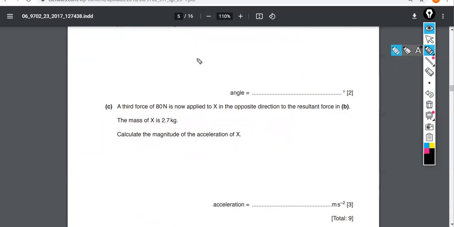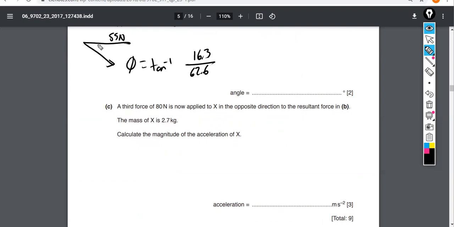So again, the way that I solved for this angle was 16.3 over 62.6. Inverse tangent of that solves for the angle phi, which is the angle between the resultant and the 55 Newton force. That angle phi solves like this because I can just use the legs of that right triangle where R is the hypotenuse.